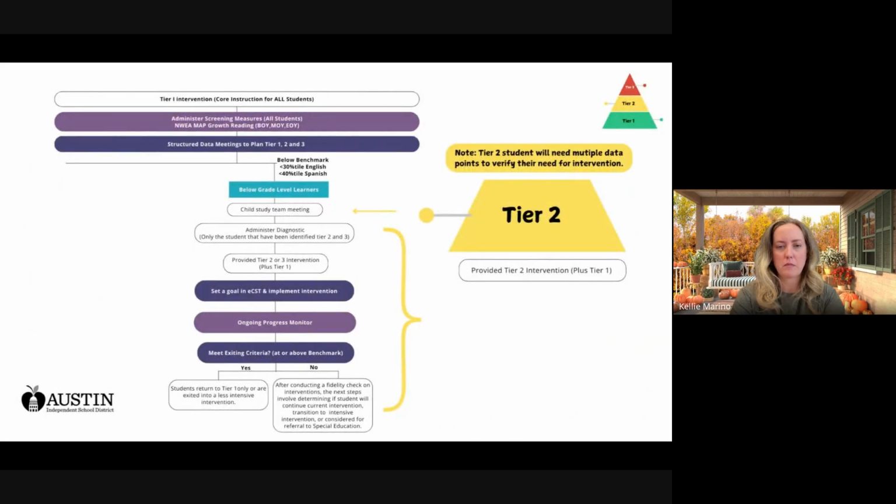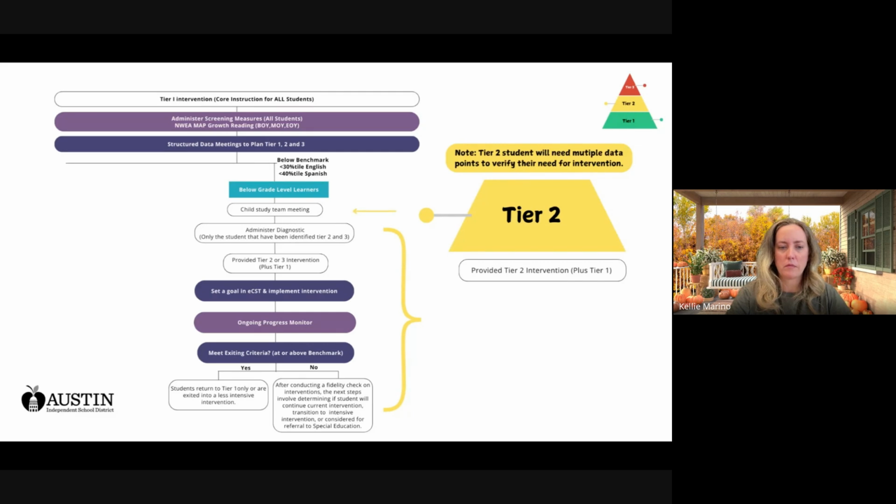Students who score below the 30th percentile in English or below the 40th percentile in Spanish on the MAP Growth Reading Screener will be considered as below the benchmark. When students score below benchmark, a child study team meeting using multiple data points will verify their need for intervention. Before students receive any Tier 2 interventions, they will be given a diagnostic. The CST committee will create a plan for the student, identifying the intervention resource and intervention provider. Tier 2 groups should be progress monitored biweekly.